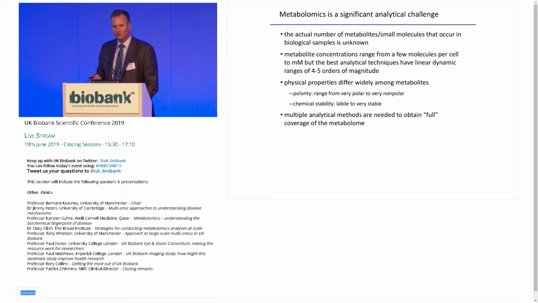But measuring the metabolome is a significant analytical challenge. The first reason is that we actually don't know the number of metabolites that exist in a biological specimen. The second is that the concentrations of metabolites that we find in a biological tissue range from, say, 1 molecule in a cell to millimolar concentrations, but our best analytical methods only measure a narrow window, maybe 4 to 5 orders of magnitude, linear dynamic range.